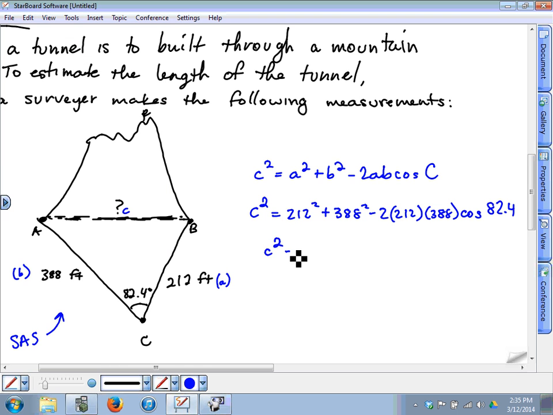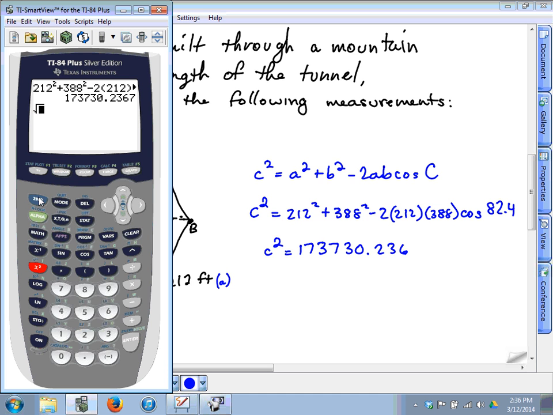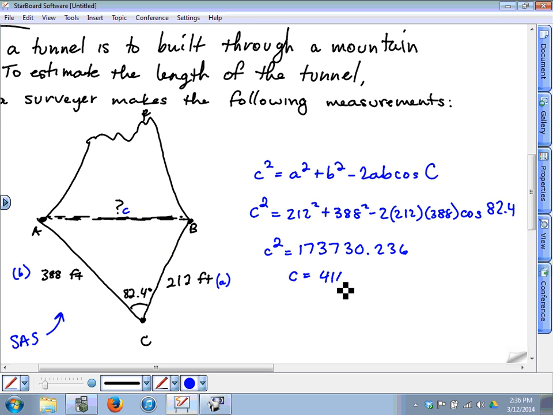So 173,730. So C squared is 173,730.236, I think it was. Square root both sides. And 416.8. 416.8 feet would be the length of the tunnel.